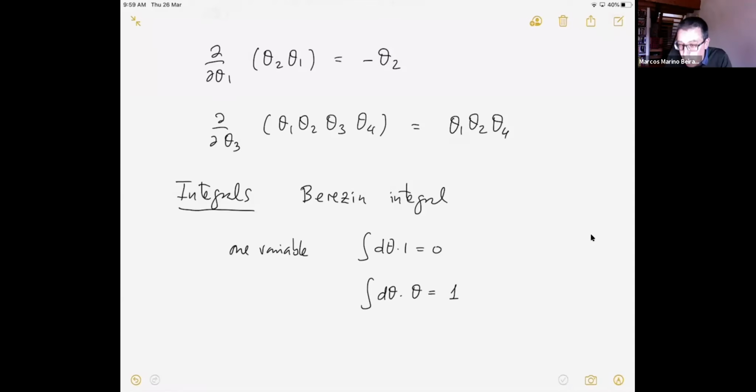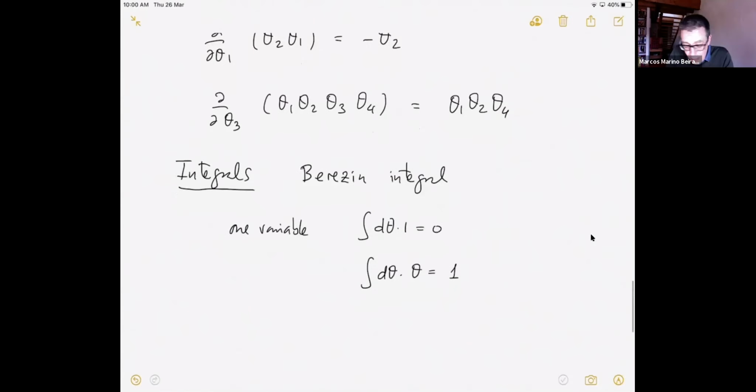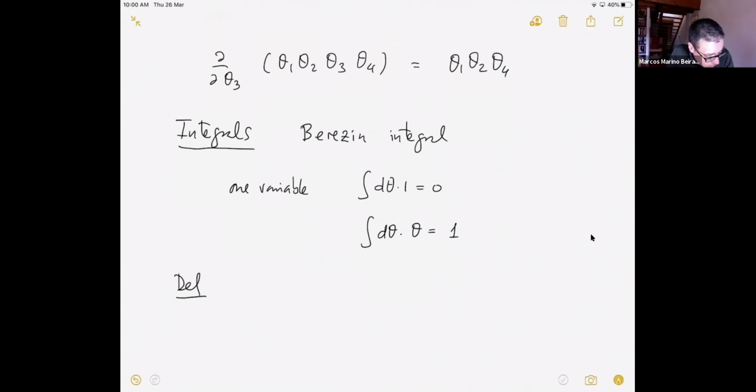You can think about the Berezin integral as a linear functional acting on elements of the Grassmann algebra, which in the case of one variable gives you 0 for 1 and 1 for theta. And this is in a very natural way. So let me give a definition. Berezin integral: it's a linear functional, as integration. Integration is linear.